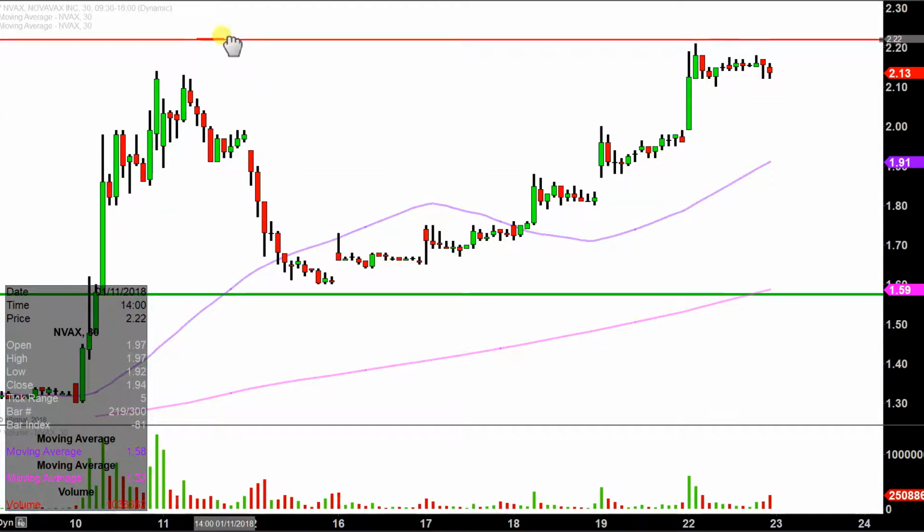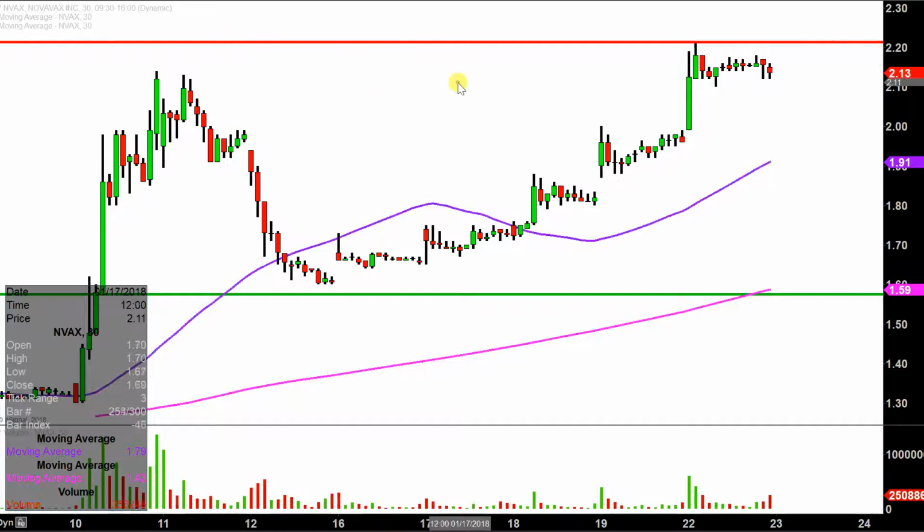Initial area of resistance is just simply where the party stopped today. So that's right up there around $2.20. So 220, current level of resistance to keep an eye on going forward.